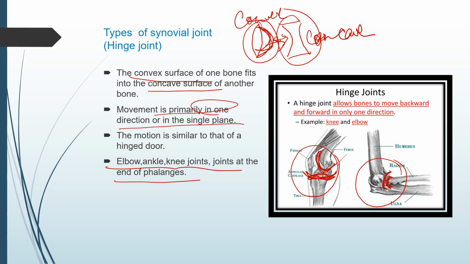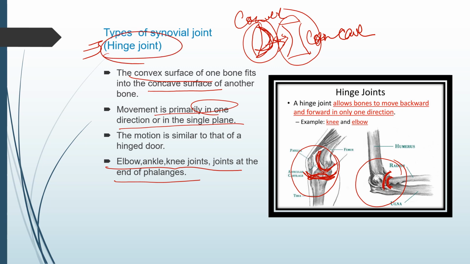If you remember convex and concave lenses, it will be easier for you. Both the bones have a convex structure and a concave structure, and the surfaces come and meet together forming a hinge joint, and they will always move in one direction and in one single plane. So I think this is clear. This is the first important synovial joint, the hinge joint.